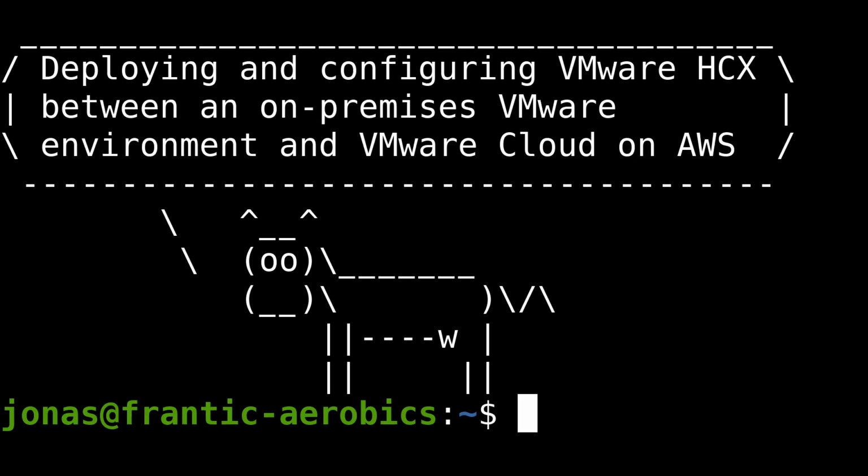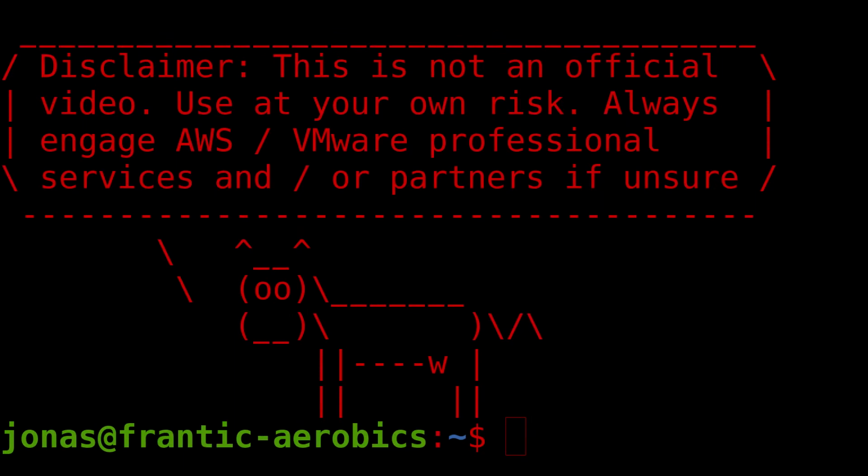Hi, this is Jonas. Recently I had a buddy asking me how to configure HCX between an on-prem VMware environment and VMware Cloud on AWS. So here's the video. Not an official video, so use at your own risk, etc.